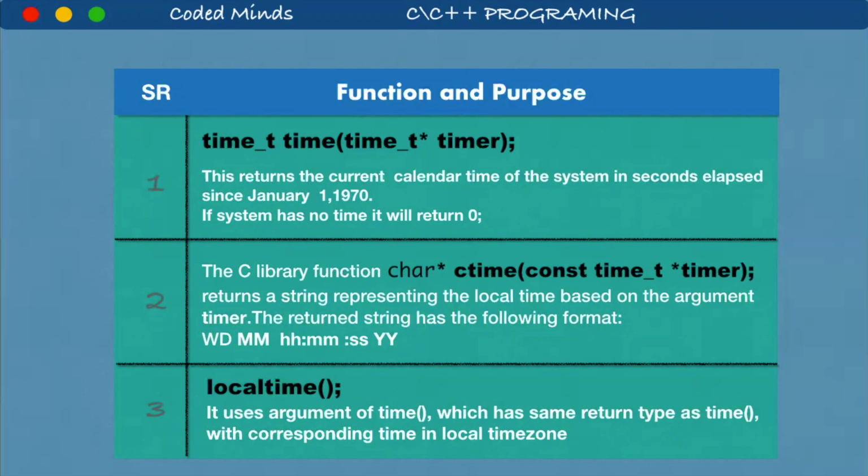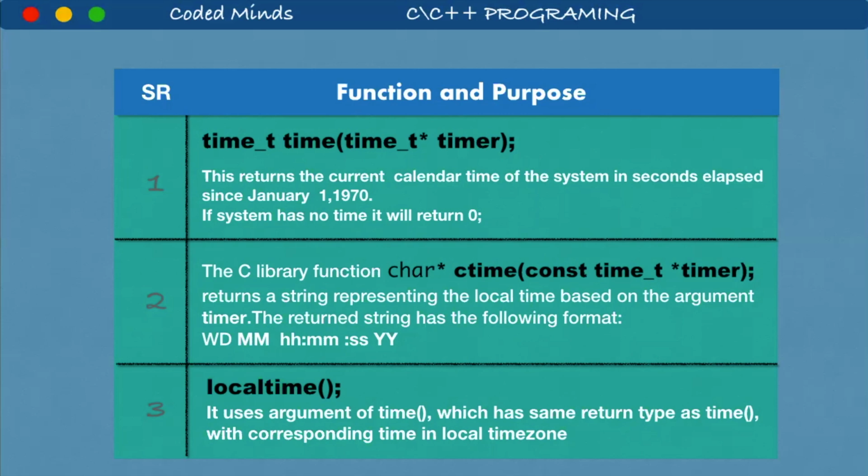Then we use another function, which is ctime, and it has a return type of char pointer. So it basically takes as an argument the value which was stored in the variable by the time function, which has the parameter of time_t. So it converts that value into a string. This will print the date and time in the following order. First it will print the weekday, then the month, then hours, minutes, seconds, and the year.